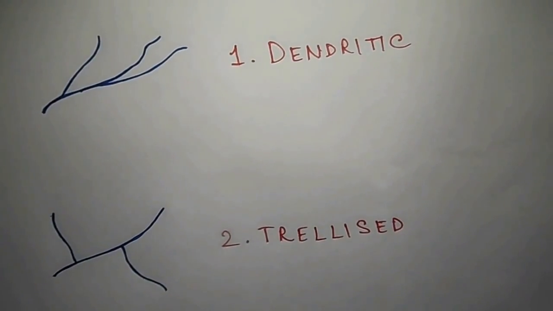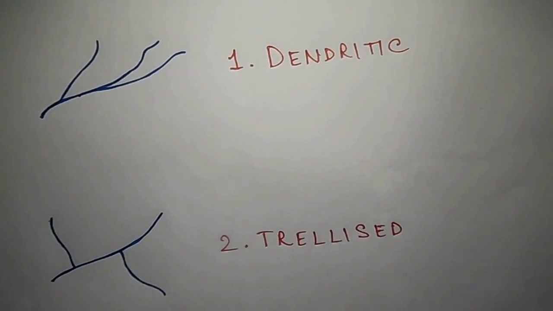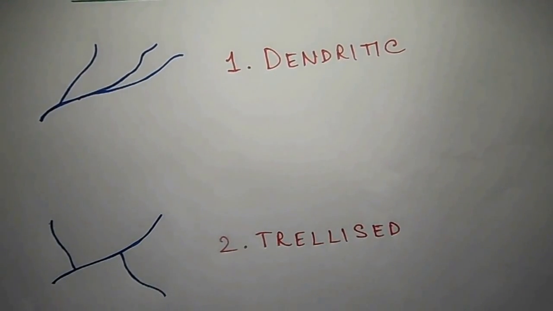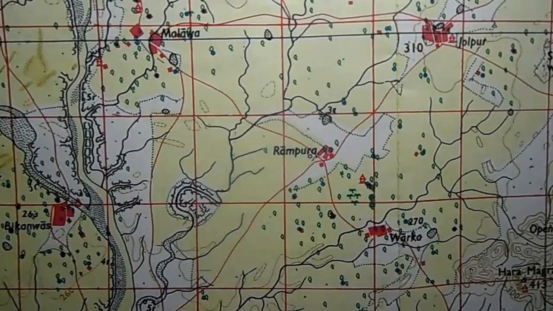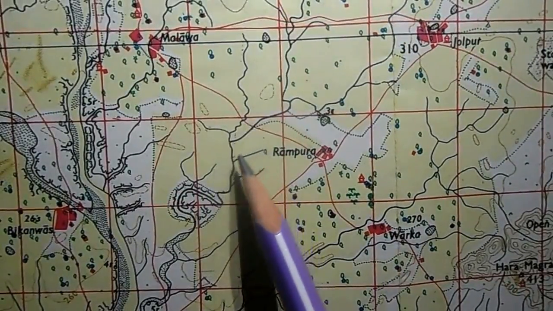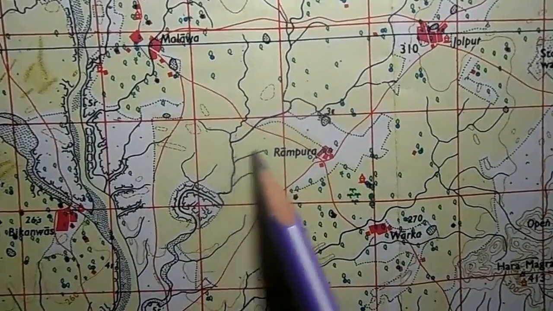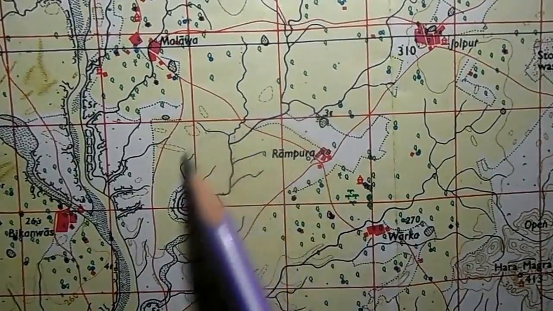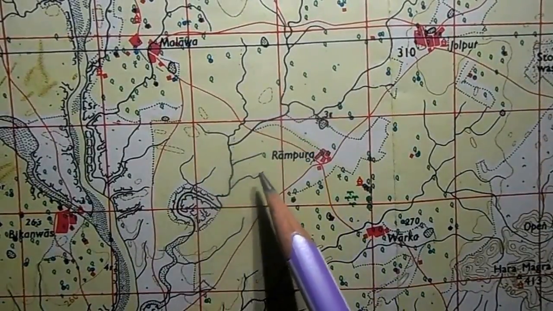Now you can see the trellised drainage pattern. This is simply parallel streams joining a main river at right angles. You can simply understand that. Let's also show you an example on a topographical map. If you concentrate on this grid box, you see this is a main stream, I guess, and these streams are joining it at a 90-degree angle. So basically the drainage pattern in this grid box is a trellised drainage pattern.